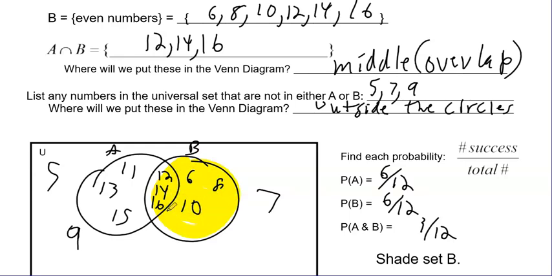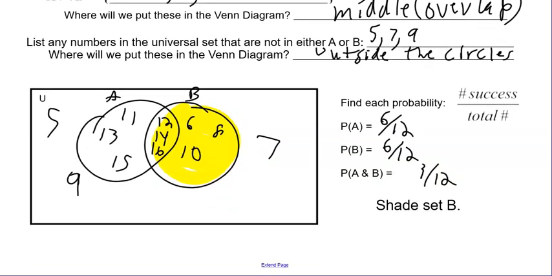That's B. Okay? That is circle B. Everything in B.